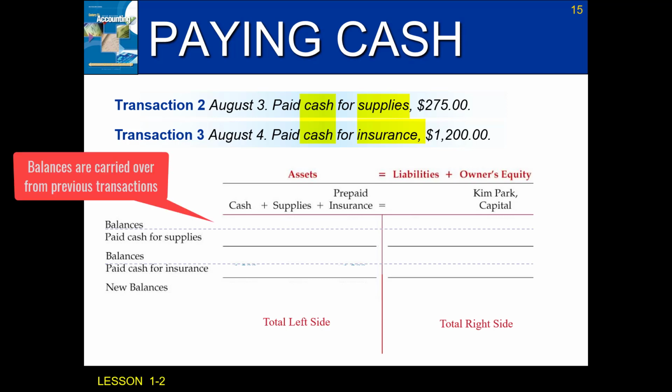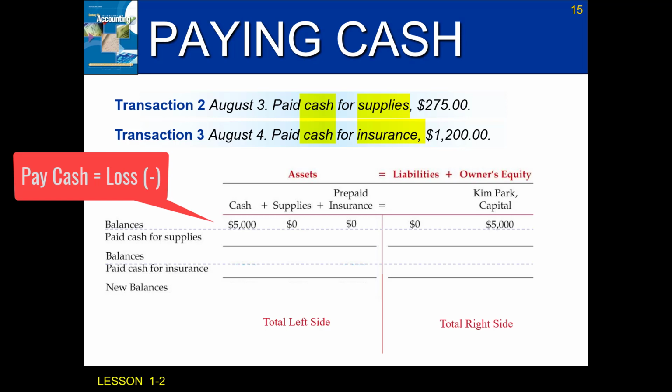So in the last problem, we ended with $5,000 cash. We didn't use supplies or prepaid insurance, so we're going to assume they're starting right now at 0, and we had ended at $5,000 in Kim Park capital. So we've got our starting balances, and now we're going to determine what happens based on our transaction. So if I pay cash, I'm actually losing cash. It's going out of my pocket. I have less. So I'm going to subtract that $275 for cash.